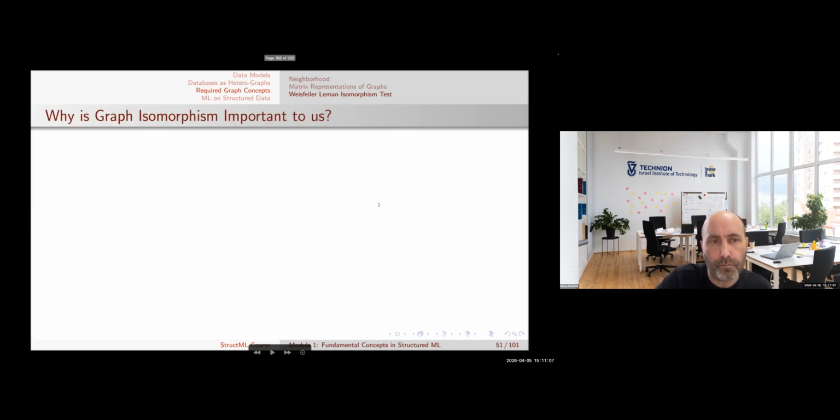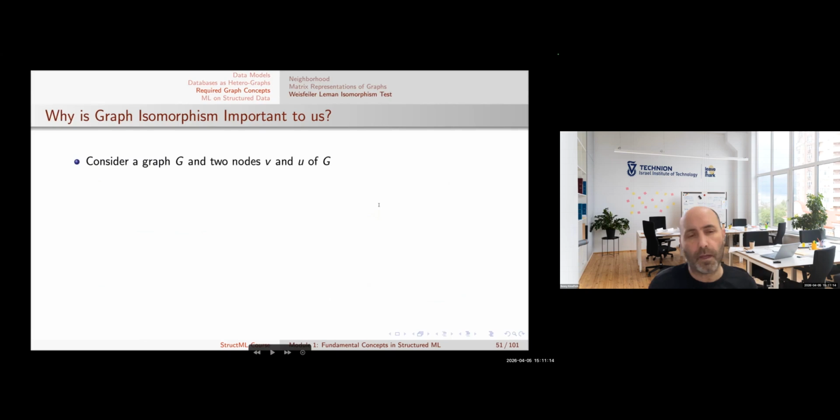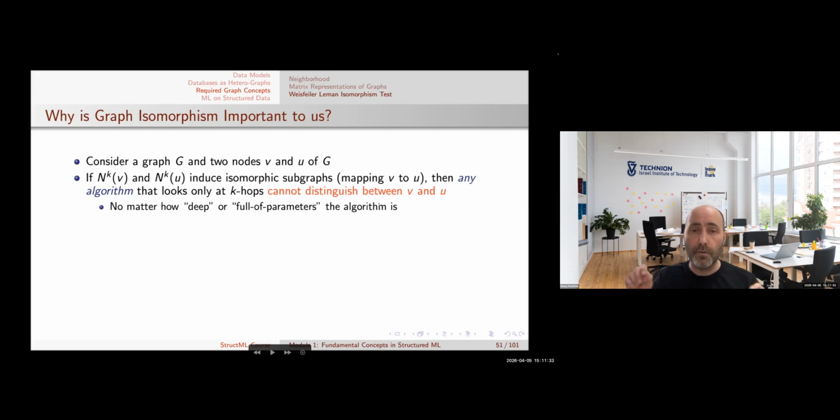So that's regarding isomorphism. And why do we care about isomorphism? Well, for very basic reasons. Suppose that we have a graph G and two nodes V and U from G. Now, suppose that we want to apply a machine learning algorithm to G, and this algorithm will give us some prediction about V and about U. Also suppose that this algorithm looks at K hops. It looks only at K hops, and this is quite common, like graph neural networks and so on.